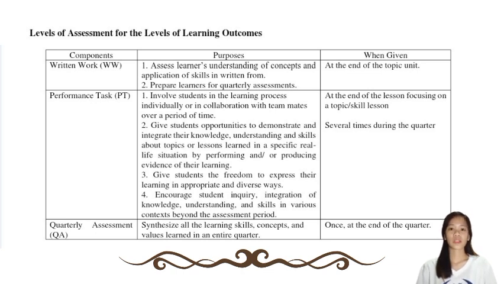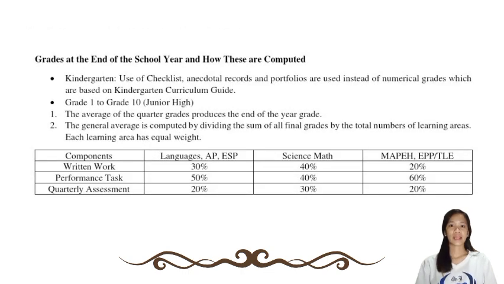So the components are the written work, performance task, and quarterly assessment. Each has its own purposes and a time when it should be given. Next, grades at the end of the school year and how these are computed. First, in kindergarten, we use checklists, anecdotal records, and portfolios instead of numerical grades, which are based on the kindergarten curriculum guide. From grade 1 to 10, or the junior high, number 1, the average of the quarter grades produces the end of the year grade.